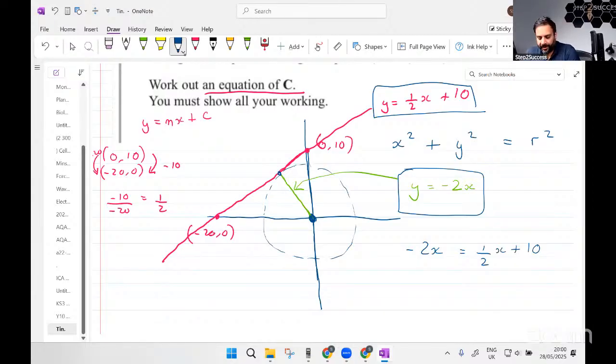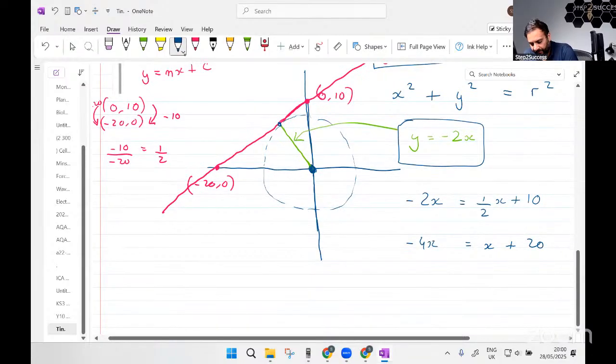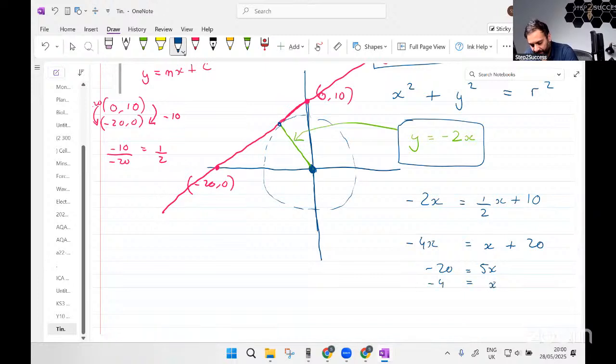You need to solve this equation. I like to get rid of fractions, so I'm going to times everything by 2. That gives you -4x equals x plus 20. If you add the 4x, you get 5x. If you minus the 20, you get -20 on this side. Divide by 5, and x is -4.